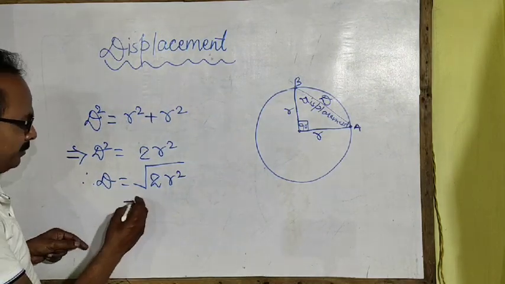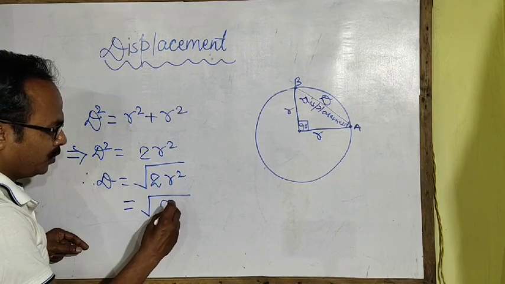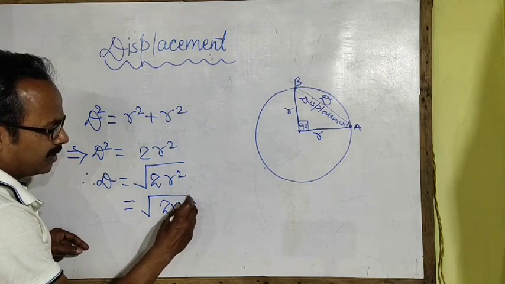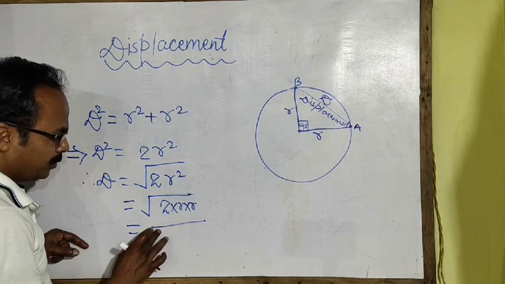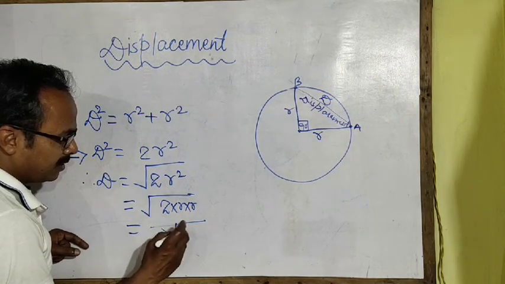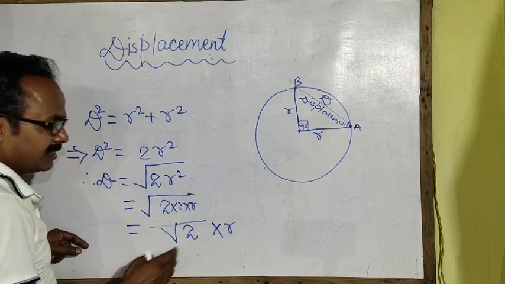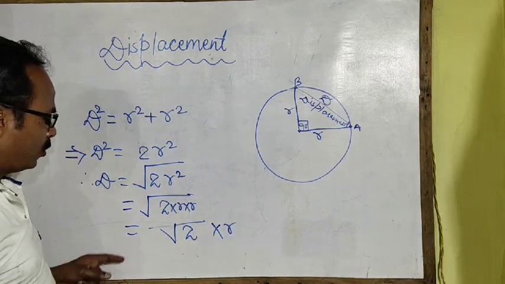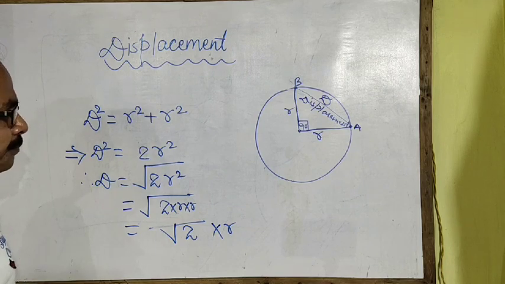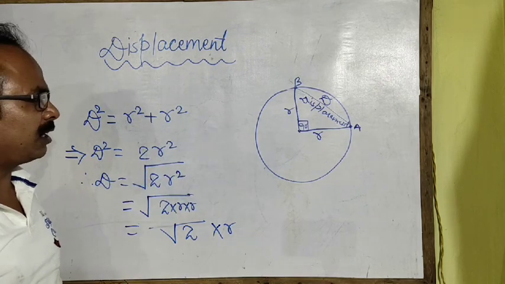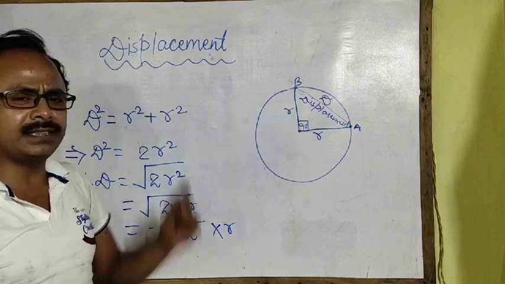Further, you can write it like 2 into r into r. Here r is in a pair, so you can separate it and write it outside the square root. So we have finally a formula to find out the displacement of a body when it subtends an angle of 90 degrees at the center.